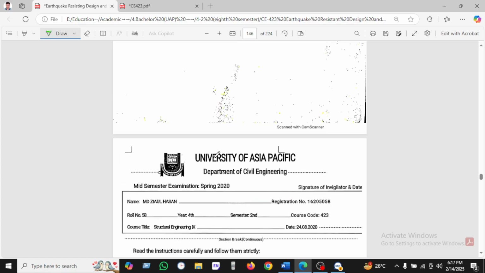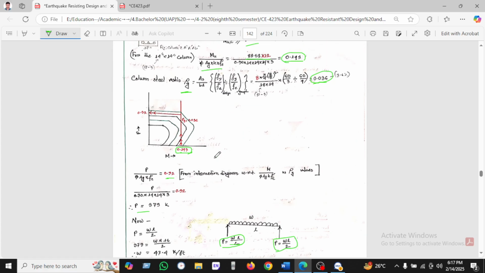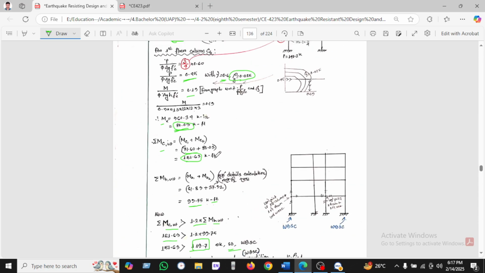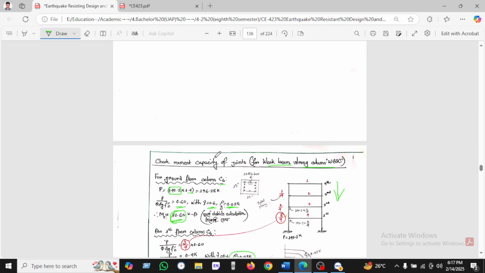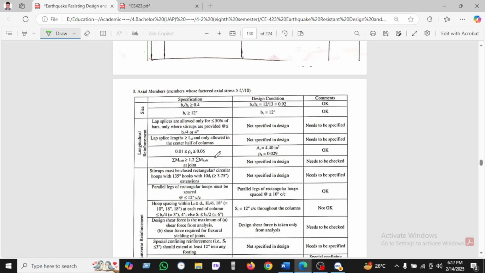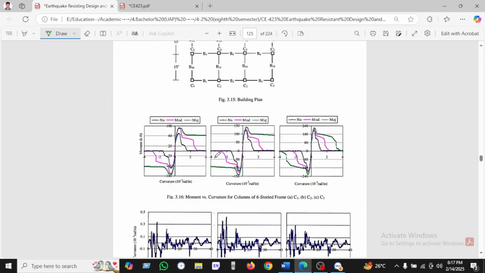As we have seen, this is very complicated, what I would say, the complicated calculation of earthquake resistance design. If you have any question, then let me know.